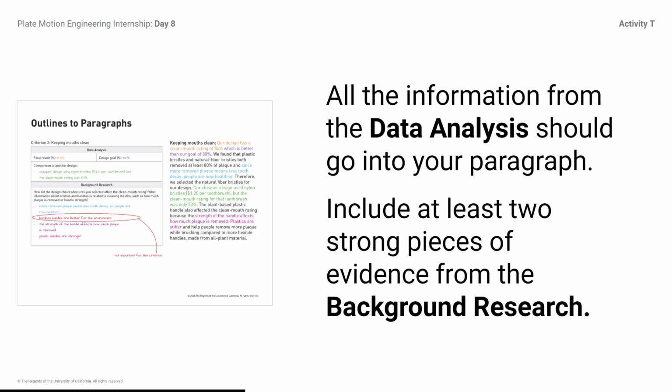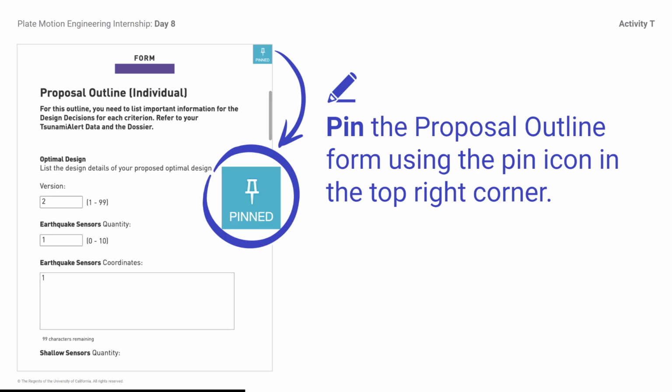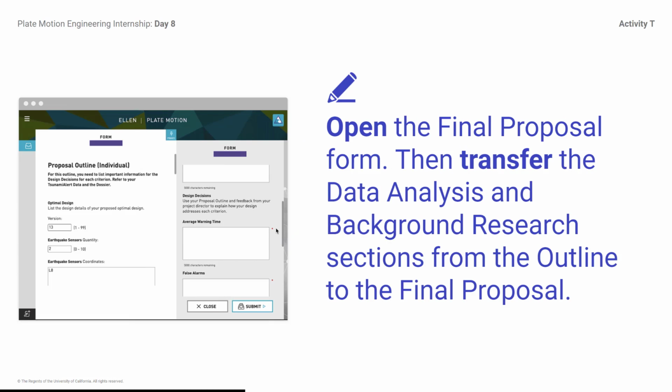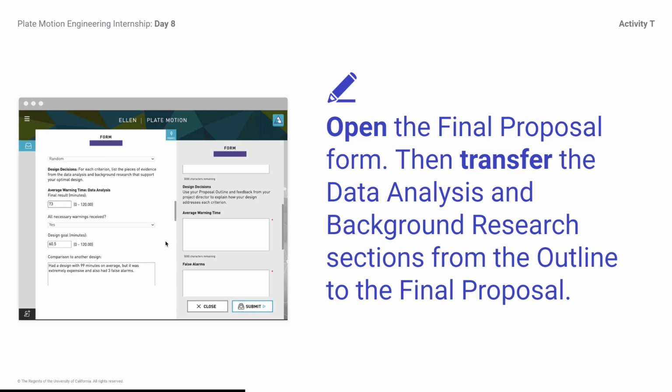If you identified evidence that was not in an appropriate criterion or you decided it wasn't strong enough, you do not need to copy those pieces of evidence to the final proposal form. You'll now transfer your outline responses into the final proposal form. Pin the proposal outline form using the pin icon in the top right corner. Open the final proposal form, then transfer the data analysis and background research sections from the outline to the final proposal.